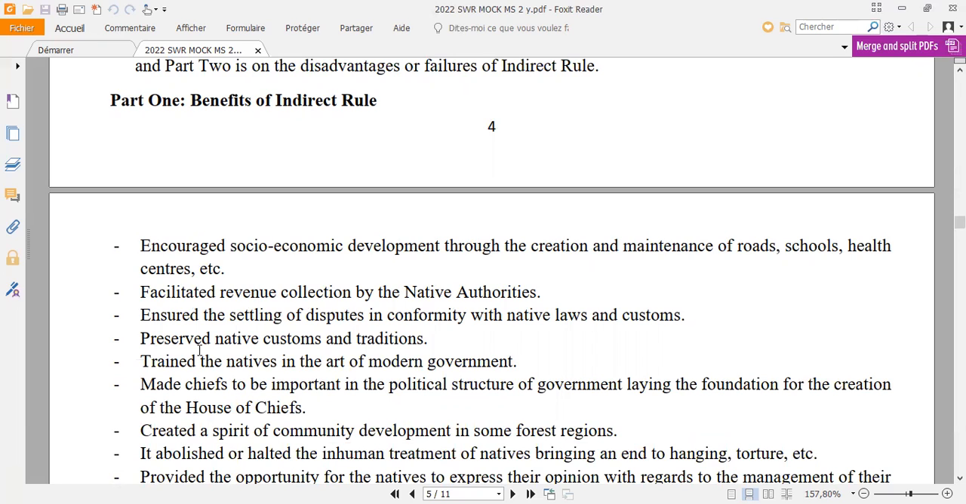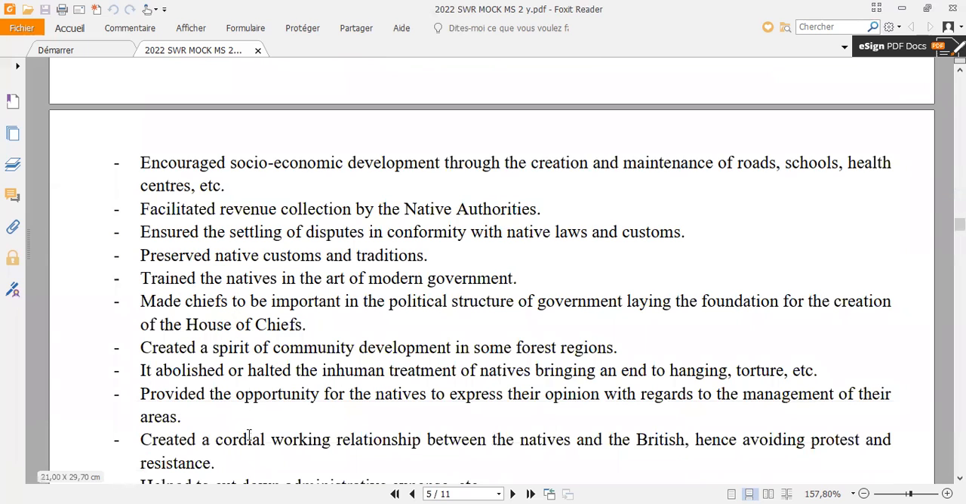You have facilitated revenue collection by the native authority, ensure the settling of disputes in conformity with native laws and custom, preserve native custom and tradition, train the natives in the art of modern government, make chiefs important in the political structure of government, laying the foundation of the creation of the House of Chiefs, and created a spirit of community development in some forest regions.